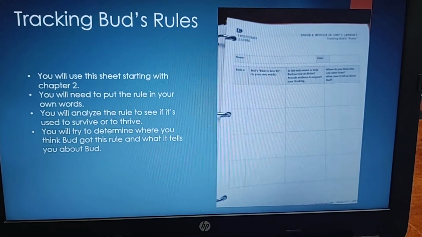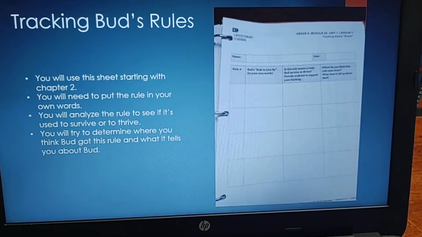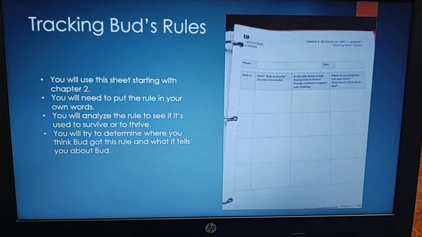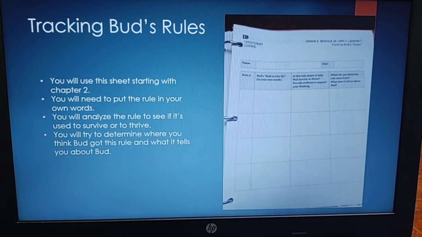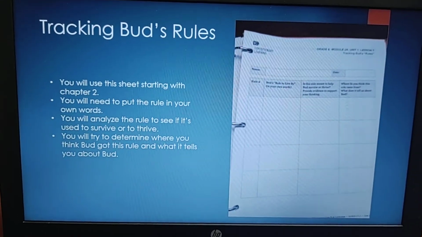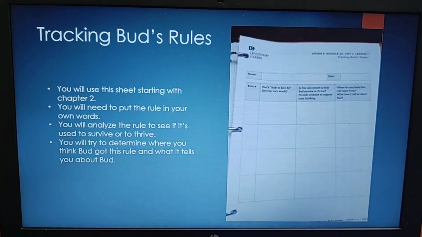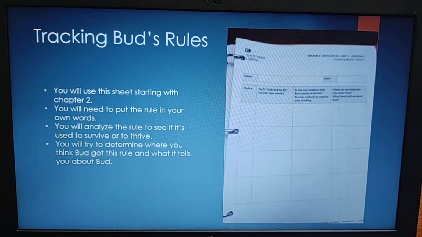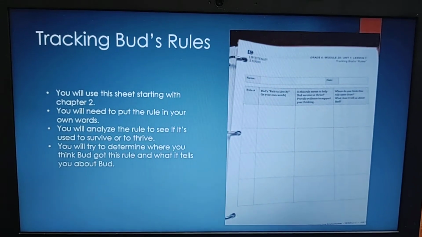This is what Tracking Bud's Rules sheet looks like. Again, you'll start this sheet in chapter 2. You'll write the rule in your own words. You'll analyze the rule to see if it's used to survive or to thrive. And you will determine a couple of things. First, where you think Bud got this rule, what happened in his life to make him think that and what it tells you about Bud.